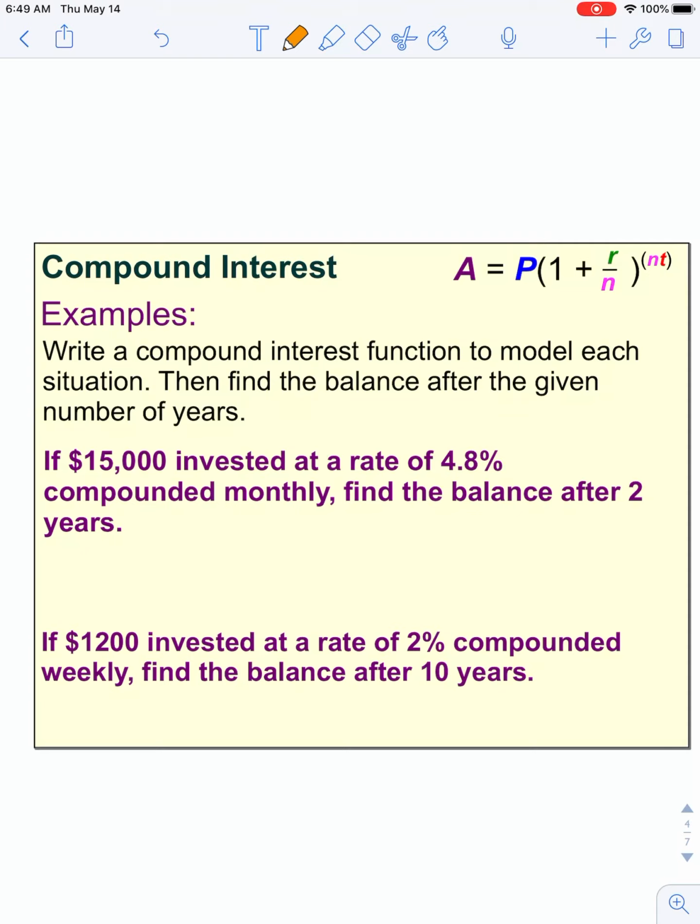So it says, if $15,000 is invested at a rate of 4.8% compounded monthly, find the balance after 2 years. So start by just reading it once. Okay, now start plugging in the values. Okay, this is what's invested, 15,000. So that's going to go right here. That's our original amount that's invested.